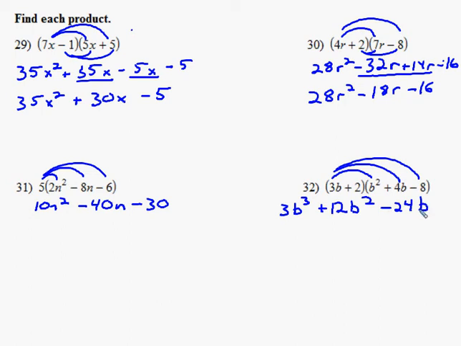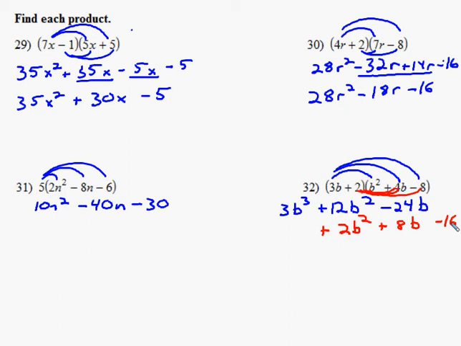And now we're going to multiply these other ones. Now when you have a larger one like this, after multiplying times those 3, what I can do is line up my like terms. So I'm going to do this 2 times b squared, which is 2b squared. I'm going to put that right under my 12b squared. And then 2 times 4b is 8b. So I can line that up under the negative 24b. And then 2 times negative 8 is negative 16.